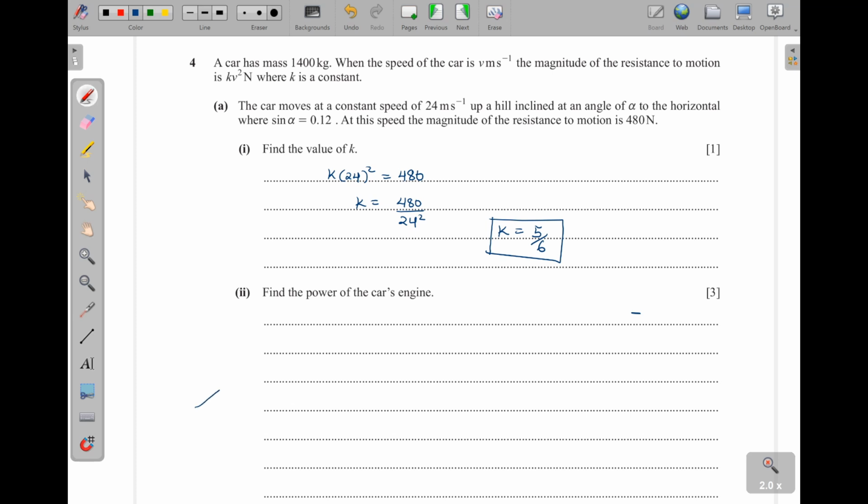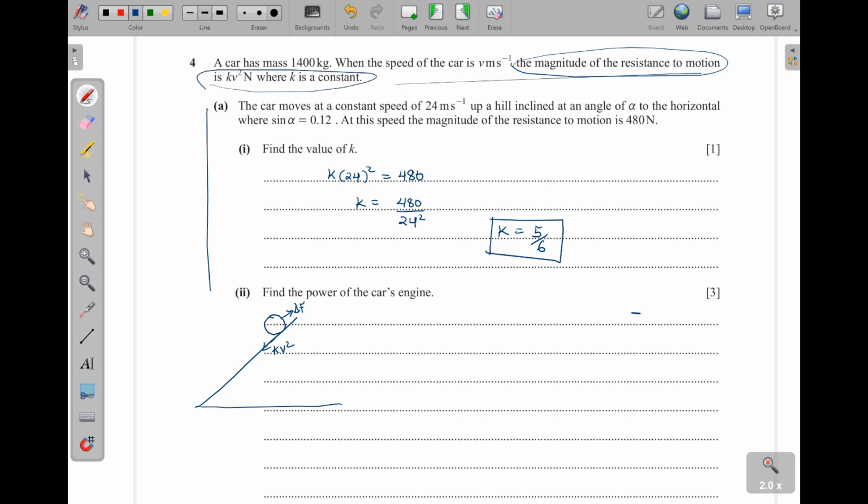Now, again here you can use the work energy method, or you can use the forces. So there's driving force, and since it is going up, then the resistance is acting downwards, which is kV squared. Remember, they said the magnitude of the resistance to motion is this one. So meaning we have that resistance to motion. But again, on an inclined plane, we should know that there is mg sine alpha, which is always acting downwards.